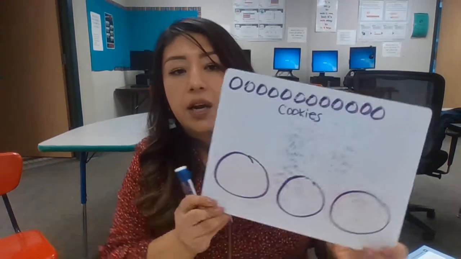I have my little whiteboards here with me and I already did some work on them, but I'll walk you through it. So the first problem says 3 children share 12 cookies. This skill that we're going to be learning is division, okay? And the problem says 3 children share 12 cookies. So this is what I did.